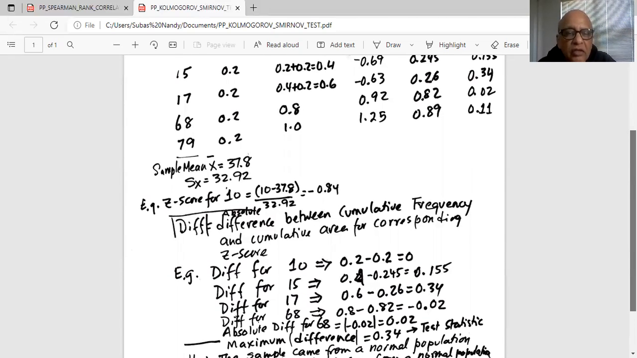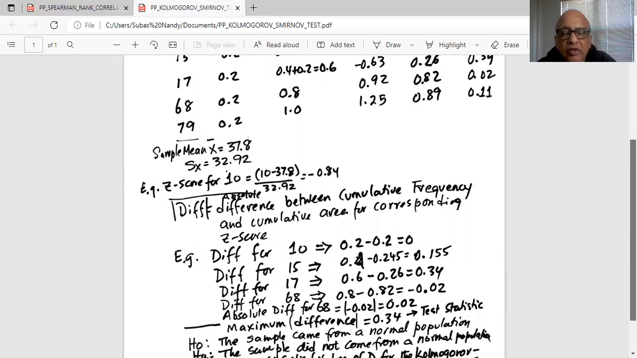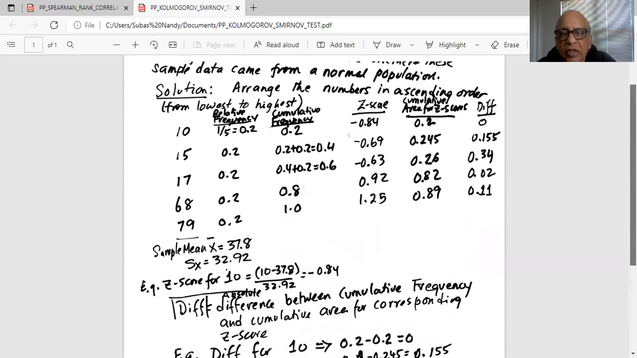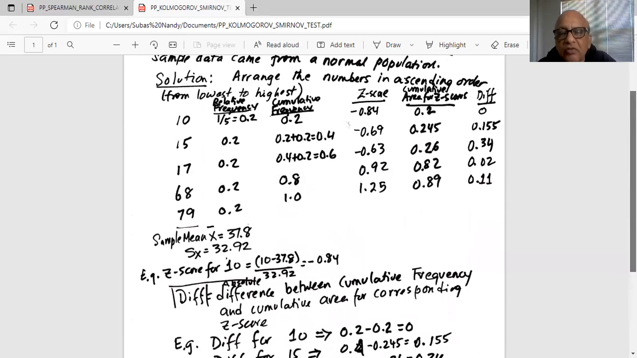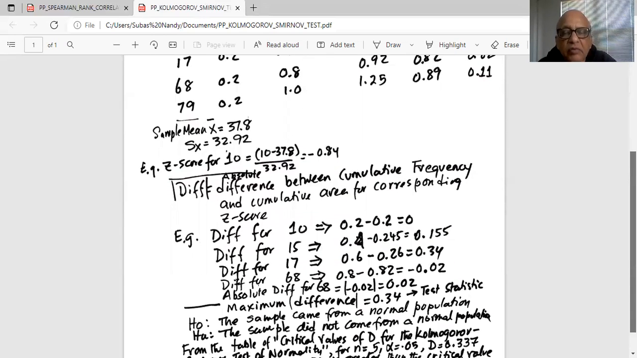So for the absolute difference, I show two vertical lines around diff, which is the absolute difference between cumulative frequency and cumulative area corresponding to the z-score. Okay. And the absolute difference for minus 0.02 is 0.02. Now, if we look at the differences, the maximum difference value is 0.34. This will be our test statistic for the Kolmogorov-Smirnov test.